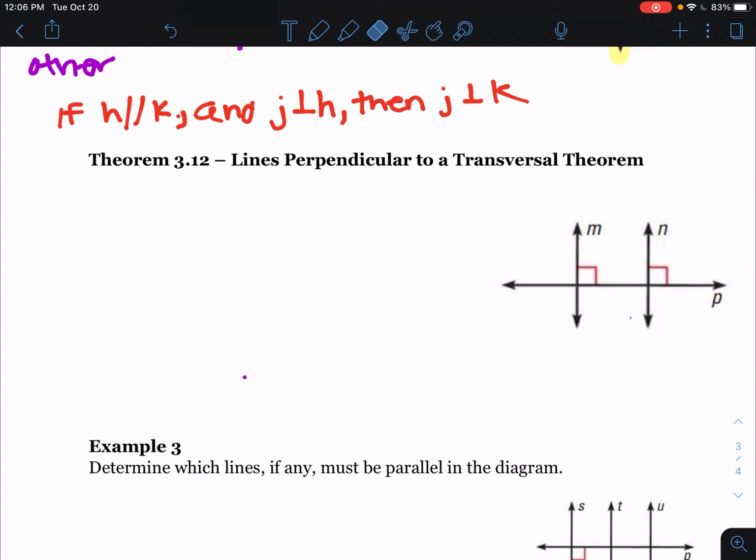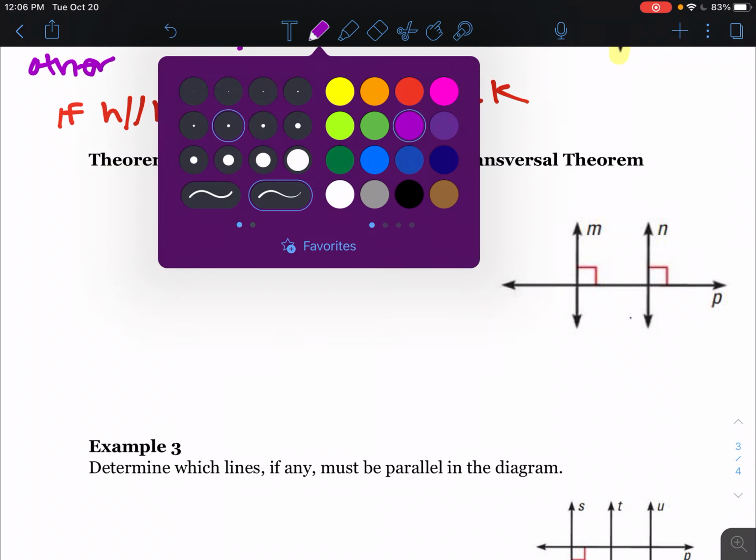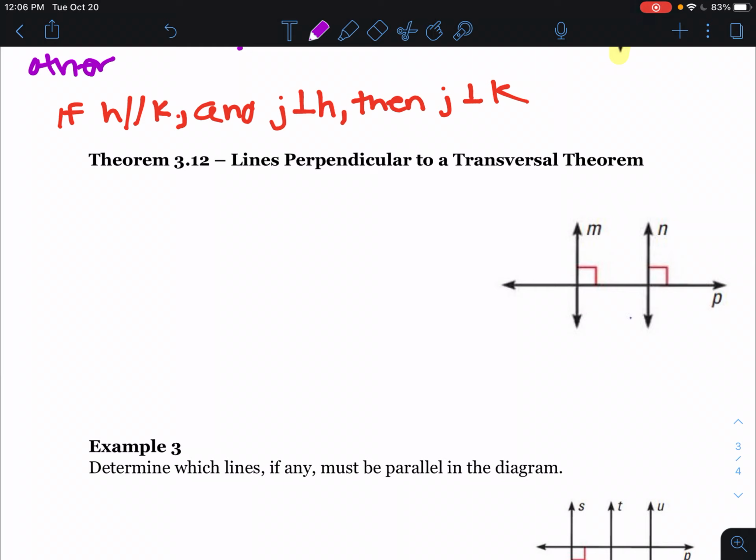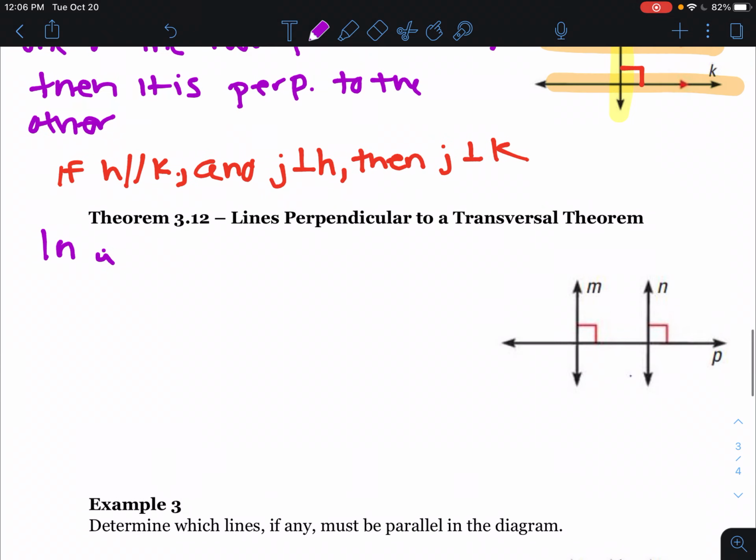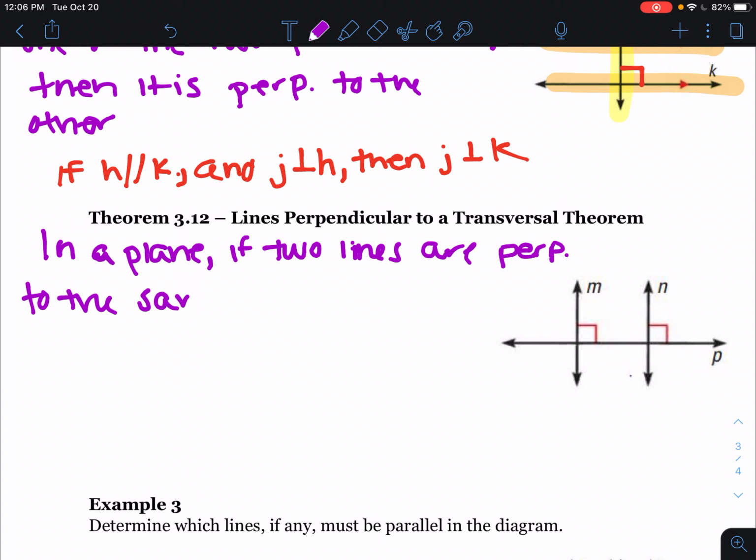All right, last one. Theorem 3.12, and this is the lines perpendicular to a transversal theorem. So this is very similar. It's kind of just the flip side. In a plane, so we're working in a plane here, if two lines are perpendicular to the same line, then they are parallel to each other.